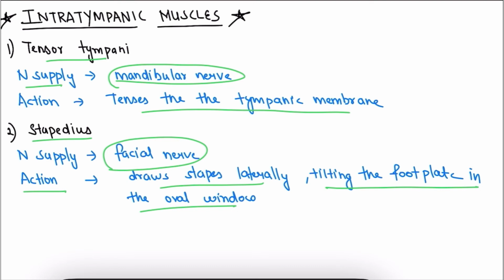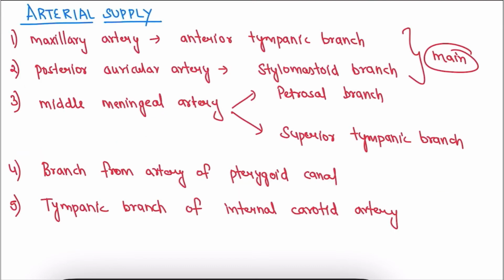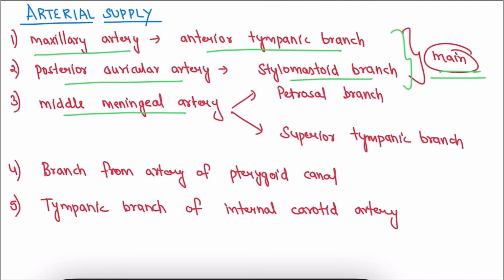As we have completed the intratympanic muscles, let's move on to the arterial supply. The first one is the anterior tympanic branch of the maxillary artery. The second one is the posterior auricular artery, the branch being the stylomastoid branch. These two are the main arterial supply for the middle ear. The other arterial supply is the middle meningeal artery, specifically the petrosal branch and superior tympanic branch. Petrosal branch of middle meningeal artery and superior tympanic branch of middle meningeal artery.